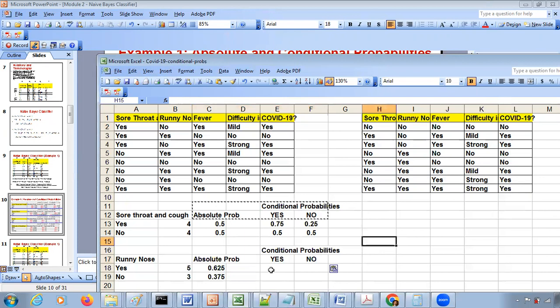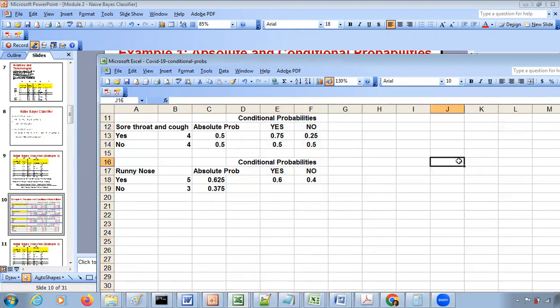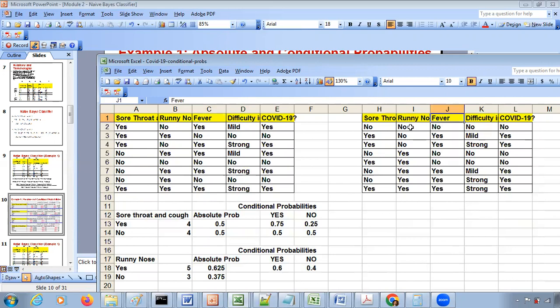Then for the conditional probabilities, out of these 5 cases where runny nose equals yes, 3 of them have COVID-19 equals yes and 2 of them have no. So it's going to be 3 over 5 for yes and 2 over 5 for no. Then out of the 3 records where runny nose equals no, we have 2 of them as yes for class and 1 is no. So 2 out of 3 is a yes class and 1 out of 3 will be a no class. Okay, so that's how we get these numbers.